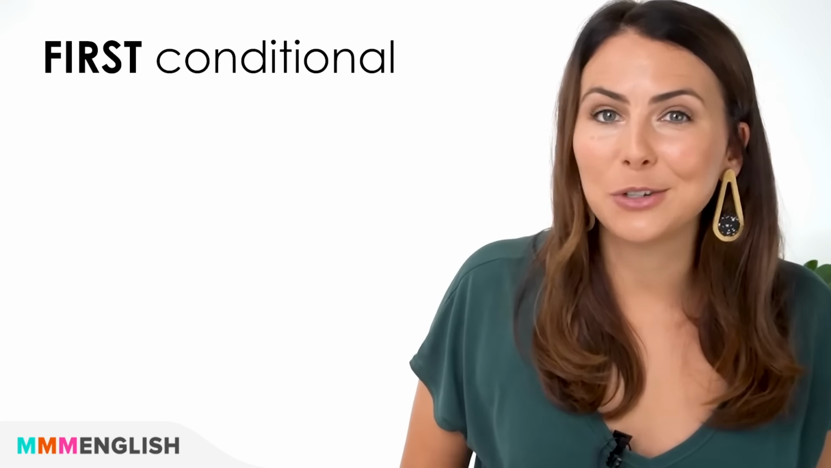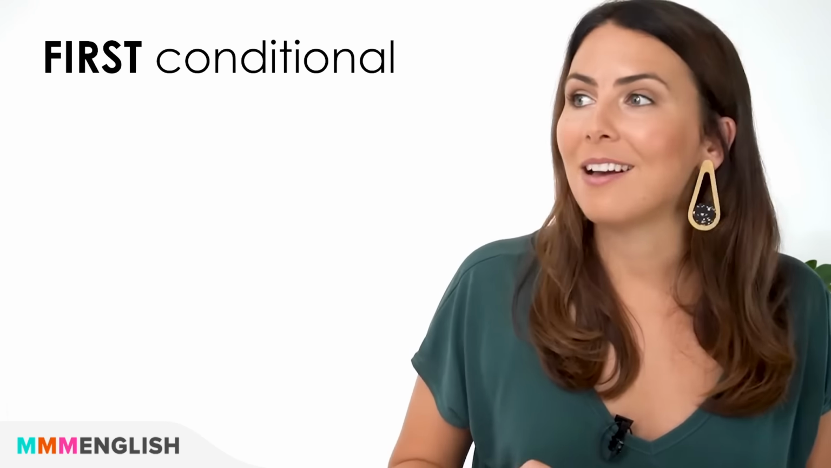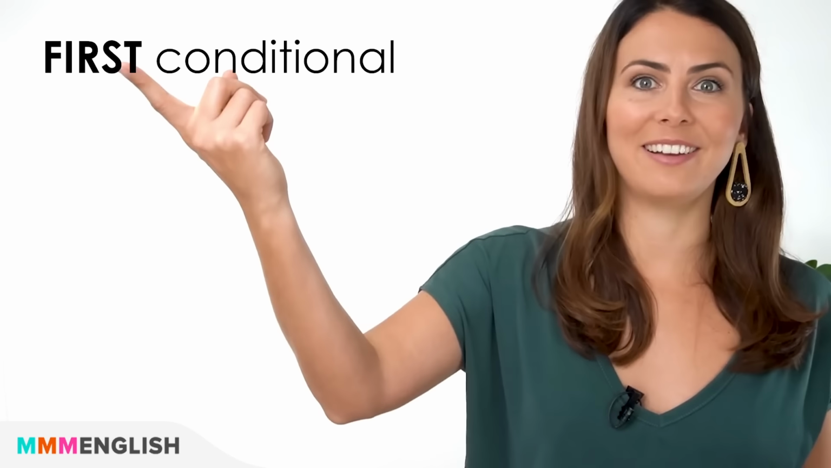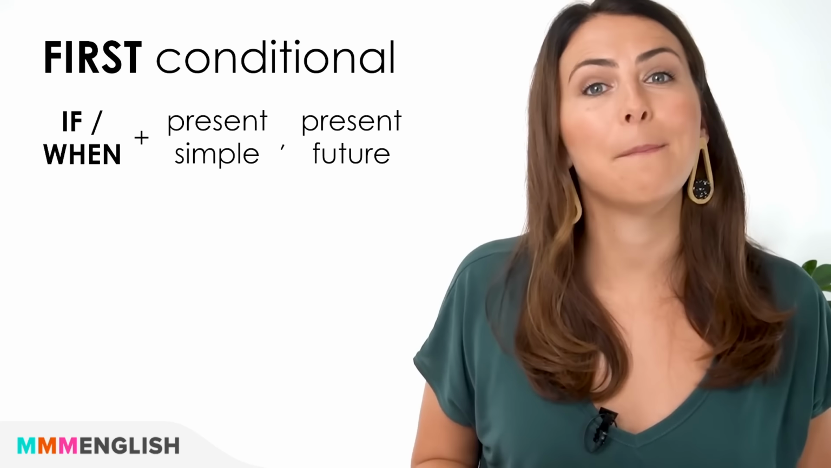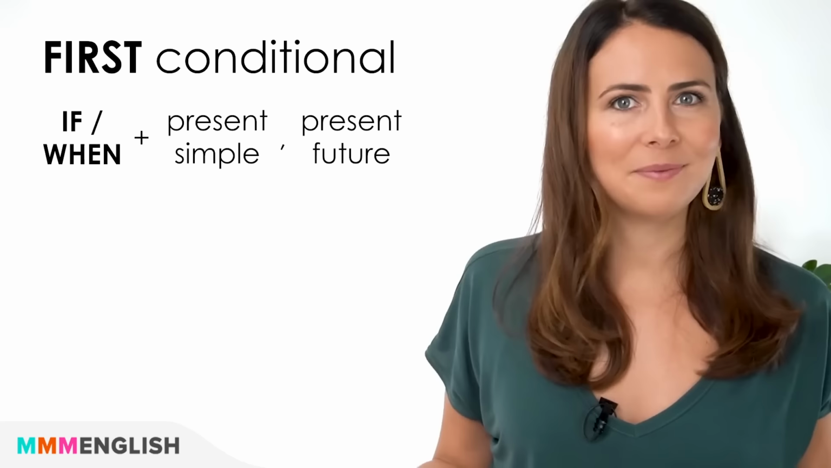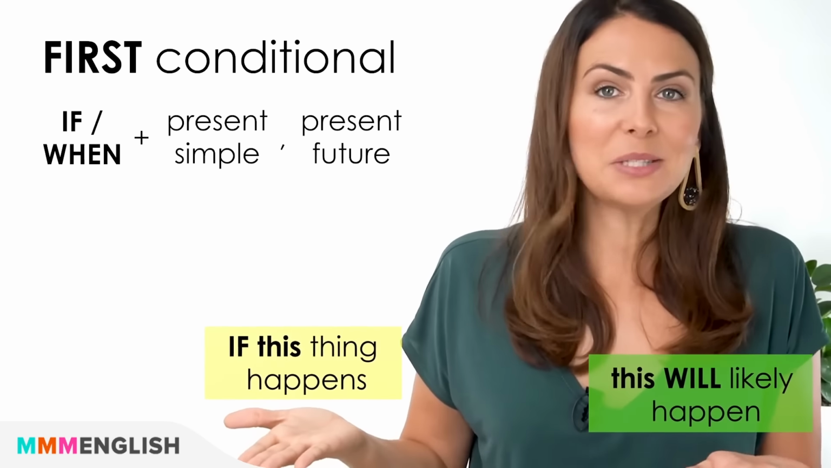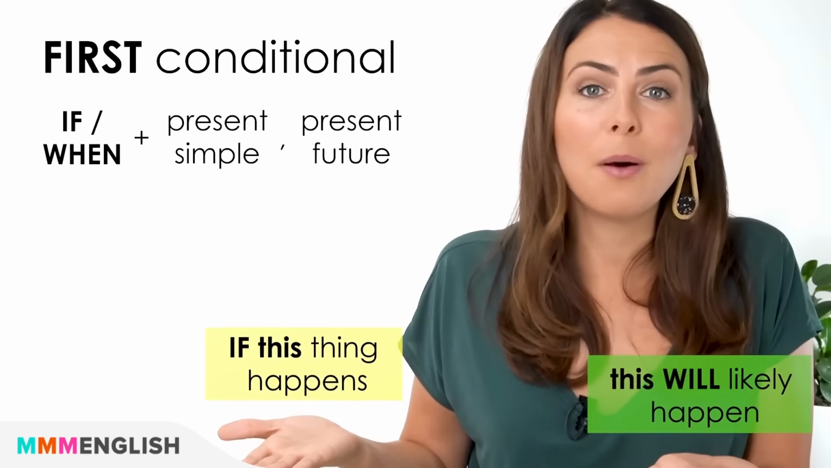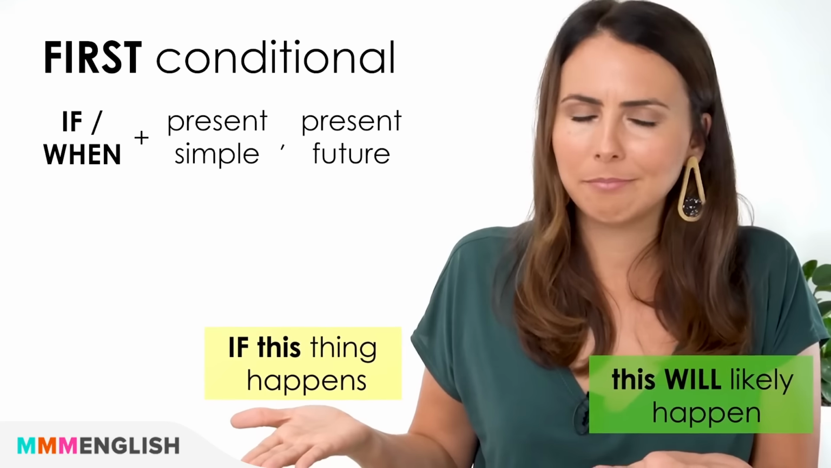So in the first conditional, we're not just using the present simple anymore, right? Because we're talking about the future. In the if clause, we still use a present simple verb, but in the main clause, we use the future tense, will. If this thing happens, then this will likely happen. It will probably happen. We can't be absolutely sure. We think so.